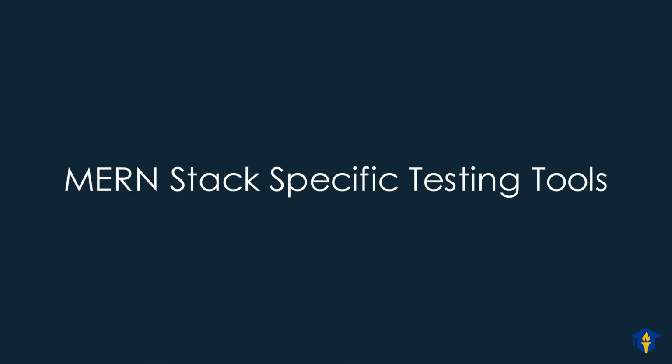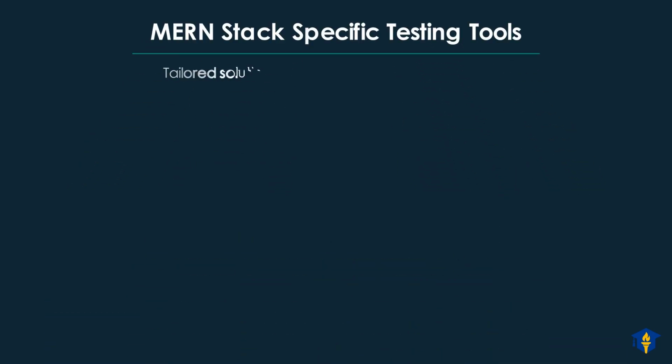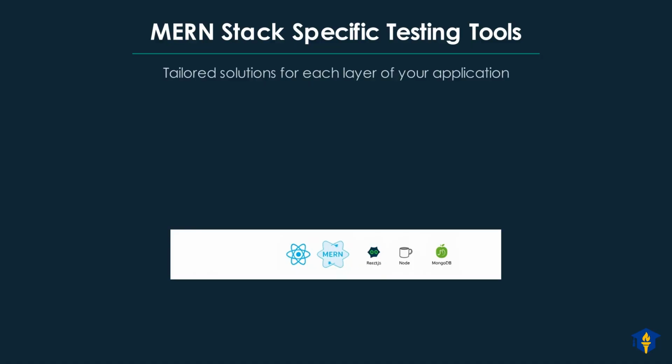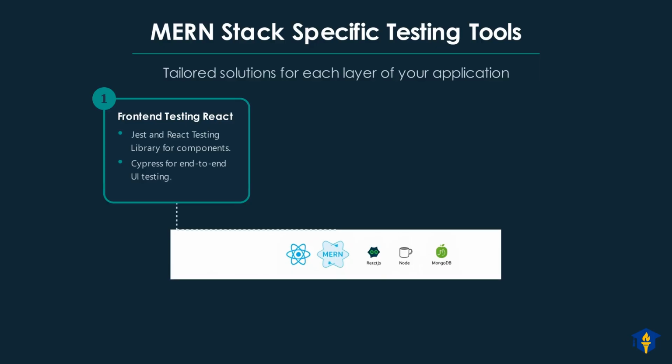Let us now look at specific testing tools for the MERN stack. These are tailored solutions designed for each layer of your application. For front-end testing in React, we primarily use two powerful and effective tools. Jest and React Testing Library are excellent for testing individual components thoroughly. Additionally, Cypress is a robust choice for comprehensive end-to-end UI testing.